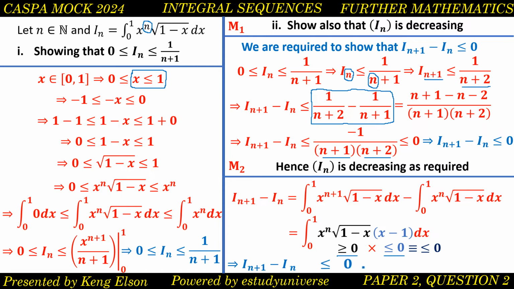Okay, so everything here just implies that I of n plus 1 minus I of n is less than 0, which means that I of n is a decreasing sequence.